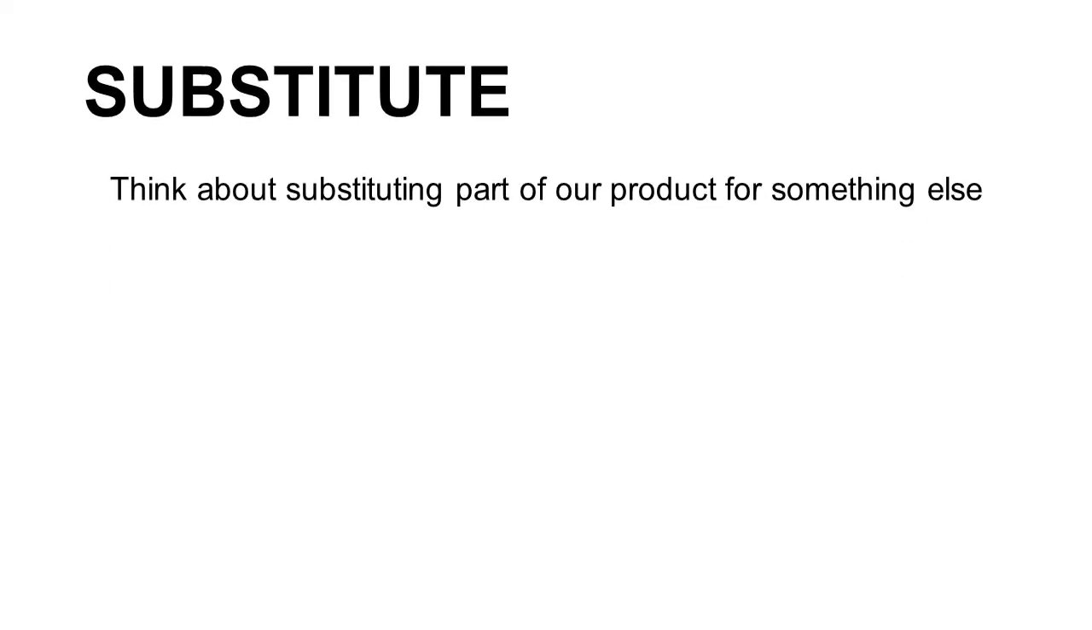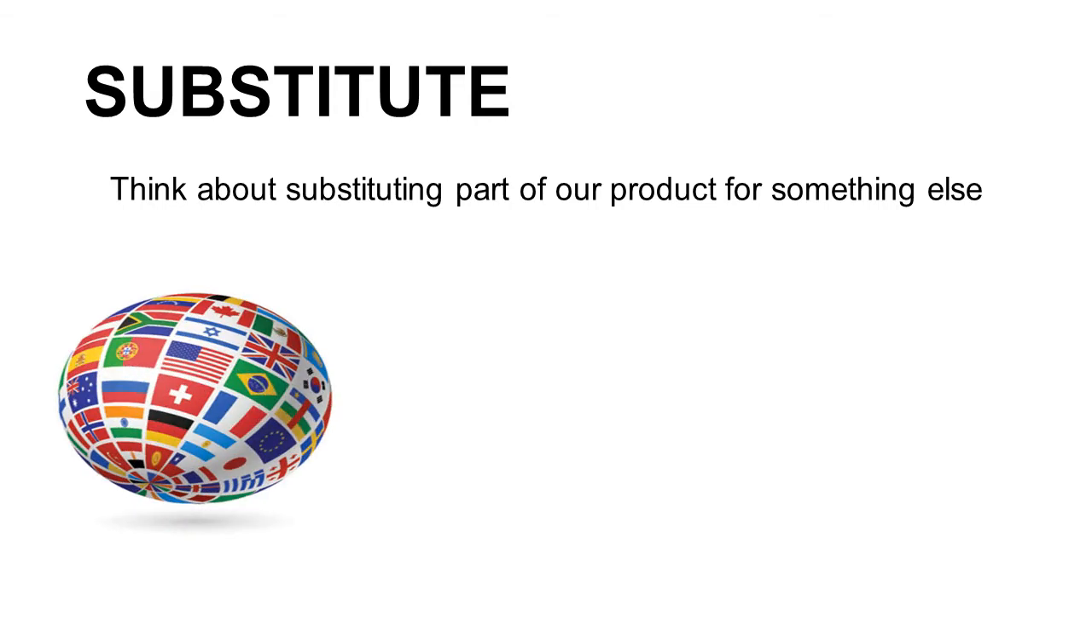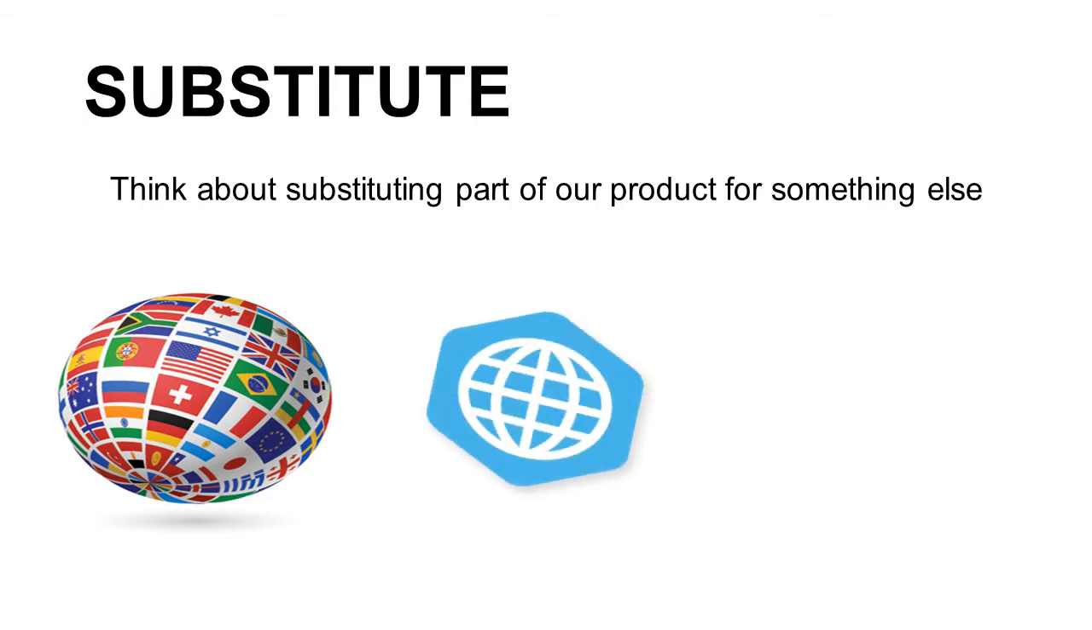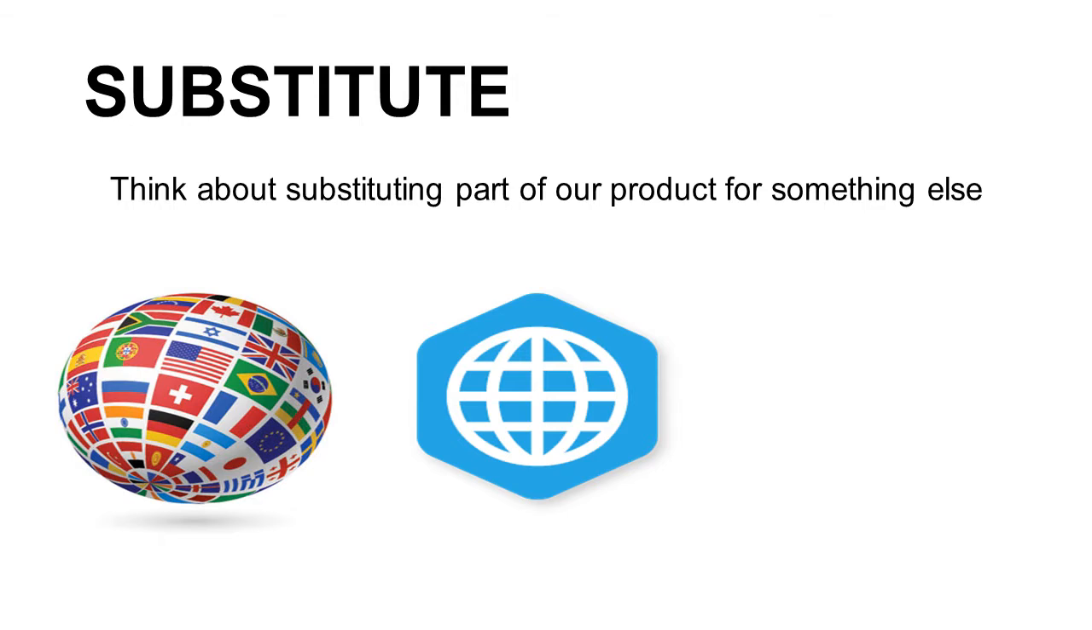Substitute is when we think about substituting part of our app for something else. We thought, what can we do to make an improvement? As our app is English based, we can make it multilingual to cater to those whose English is not their first language. Product wise, we can substitute our app with a website, as a website is much more dynamic than an app. It is more inexpensive, easy to set up, and works on all devices.